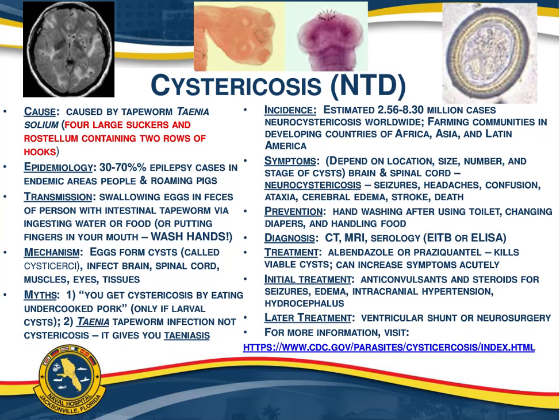The symptoms are dependent upon where you get the cysts. So brain and spinal cord, for example, there's neurocysticercosis: seizures, headaches, confusion, ataxia, cerebral edema, stroke, and death is possible. Prevention: washing your hands, good food handling. Diagnosis: CT, MRI, serology. Treatment, again, albendazole or praziquantel kills the viable cysts.